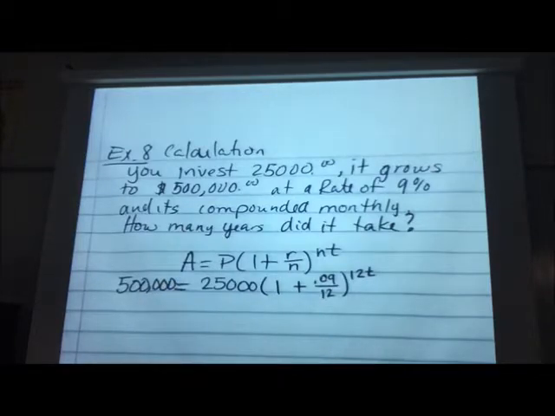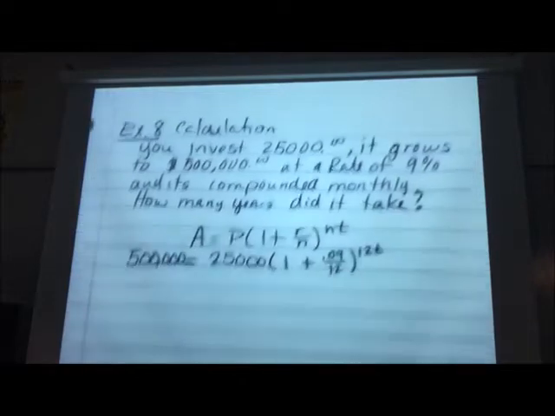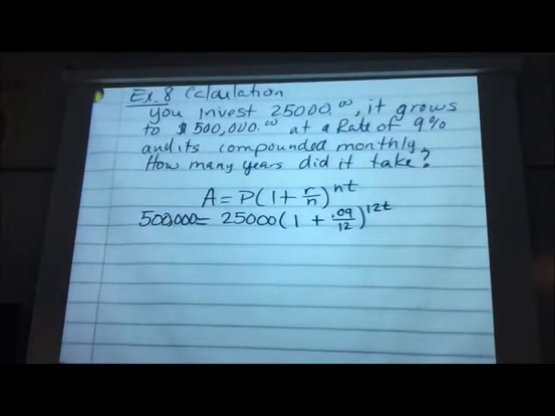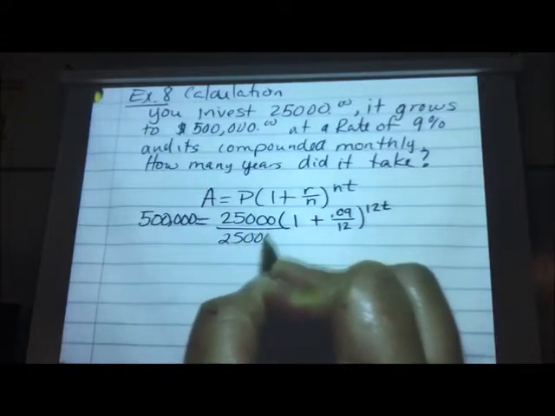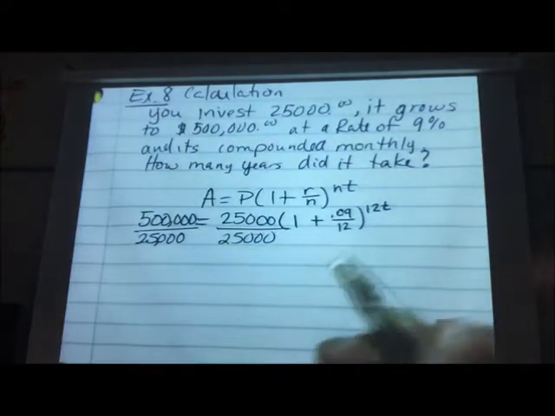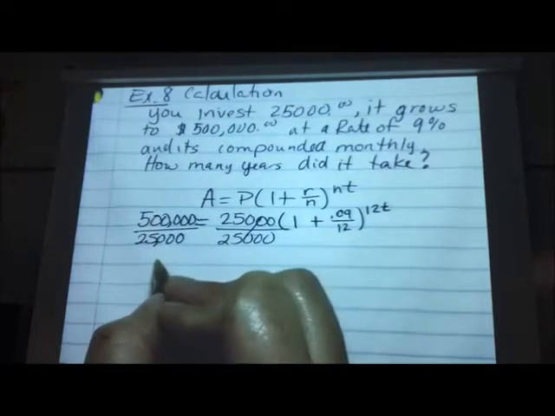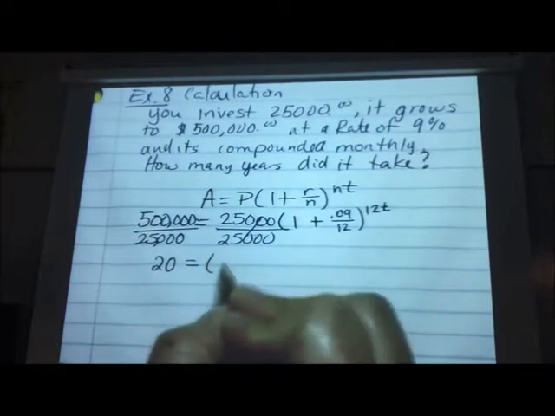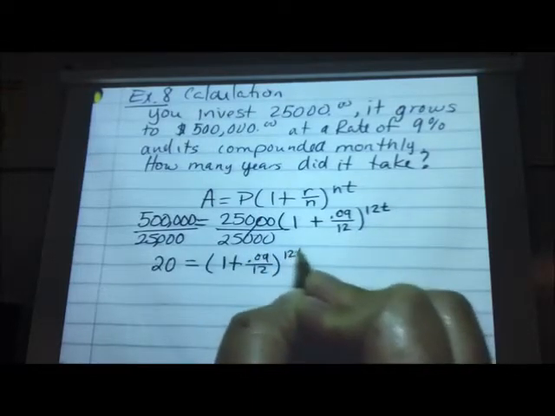So our goal here is, with what we have learned already, how can I solve for T when it's up here? Move it to the front. Well, we need to eventually move it to the front, but what's the first mathematical calculation I could do here? Divide by 25,000. And what is $500,000 divided by 25,000? 20. Yes, 20 is correct. So 20 equals (1 plus 0.09 over 12) to the 12t.